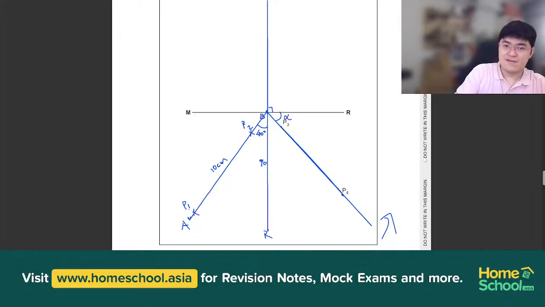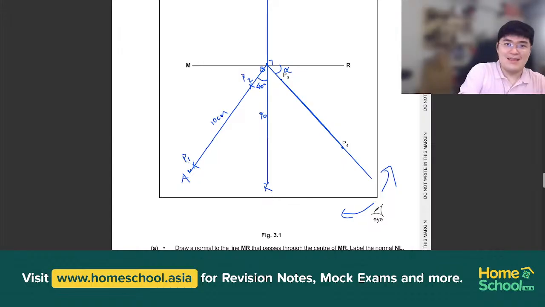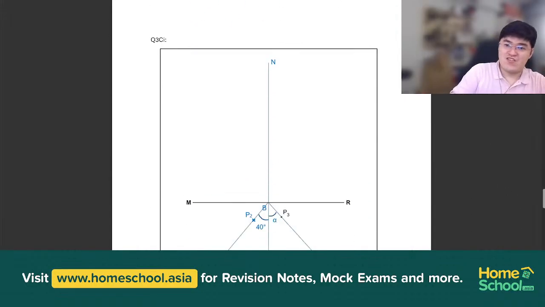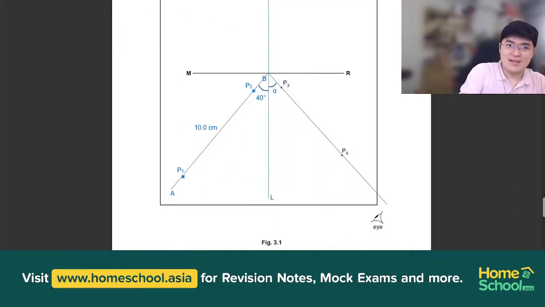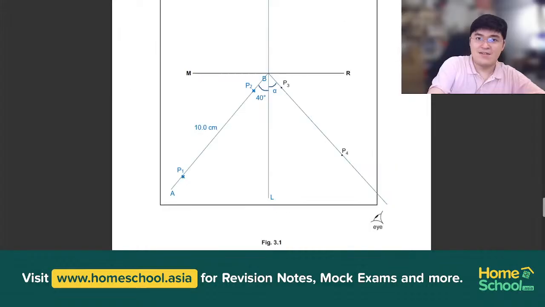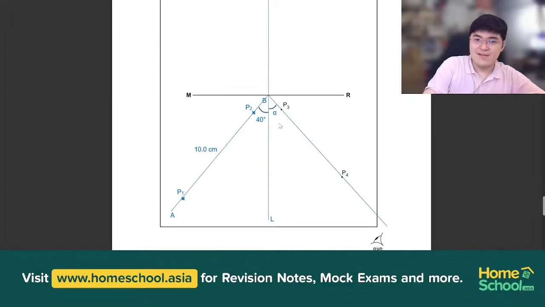This is alpha. I have made a mistake. Oops. All right. So let me show you. When you draw a line P3 and P4, and then we are to measure this acute angle between this line and horizontal line MR. So this is wrong. I'm sorry. This is a bit silly. So alpha is supposed to be here instead. Okay. So please take note of that.